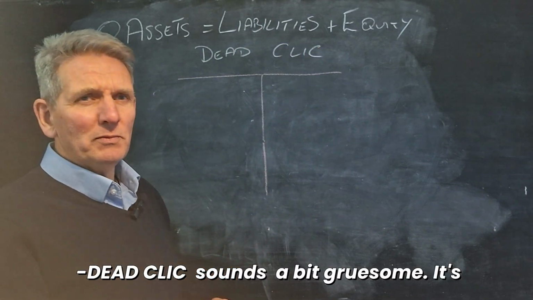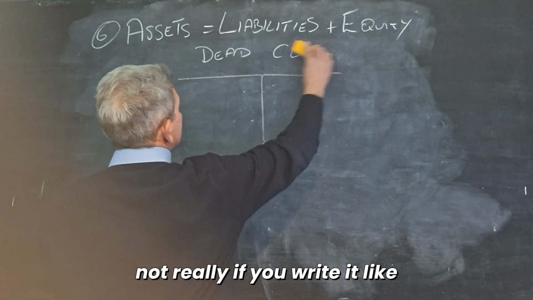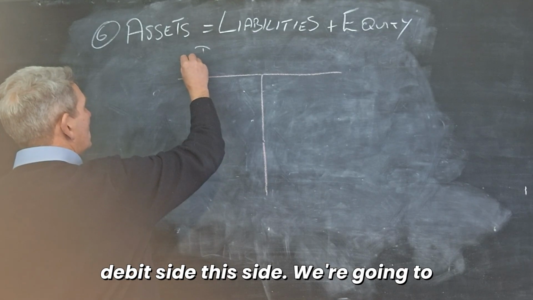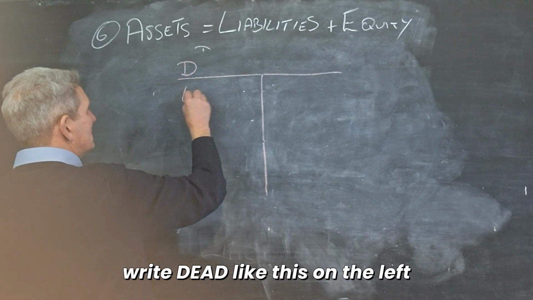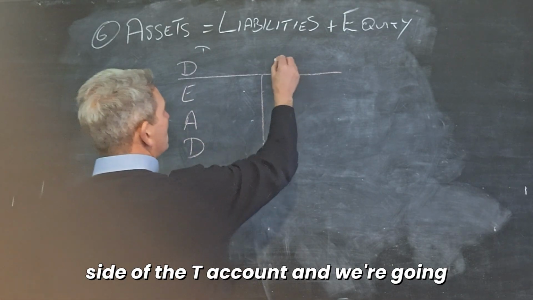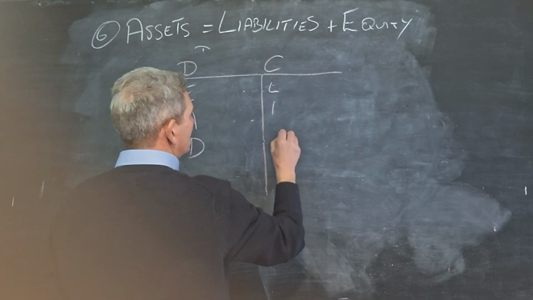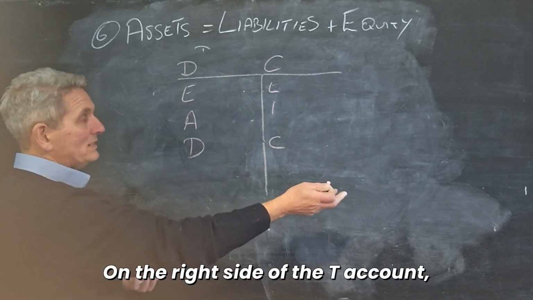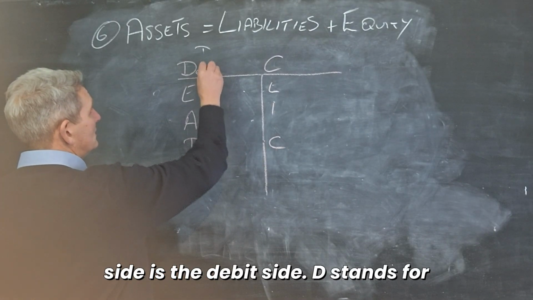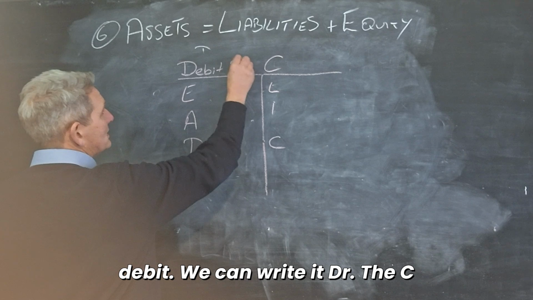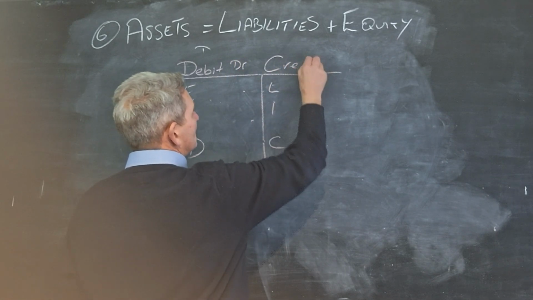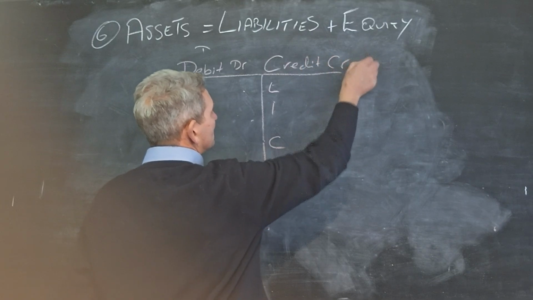DEAD CLIC sounds a bit gruesome. It's not really. If you write it like this instead. So DEAD is on the debit side, this side. We're going to write DEAD like this on the left side of the T account. And we're going to write CLIC on the right side of the T account. If you forget, the left side is the debit side. The D stands for debit. We can write it DR. The C from CLIC is the credit side. And we can write that CR.